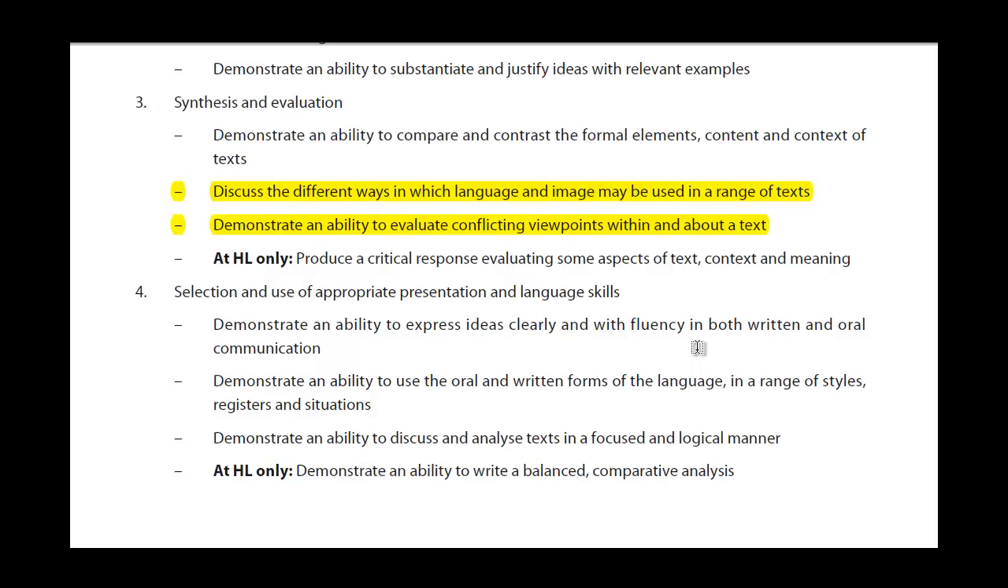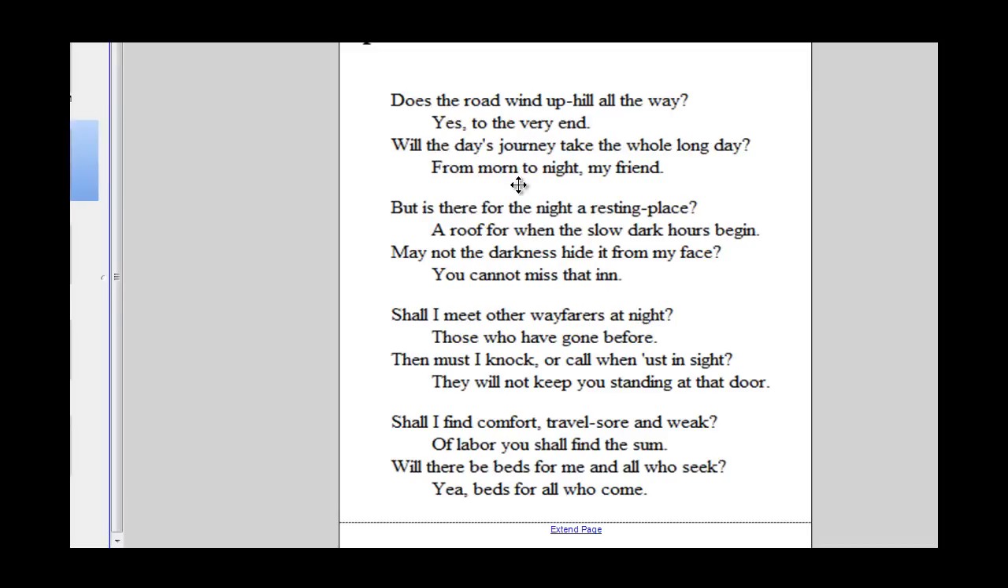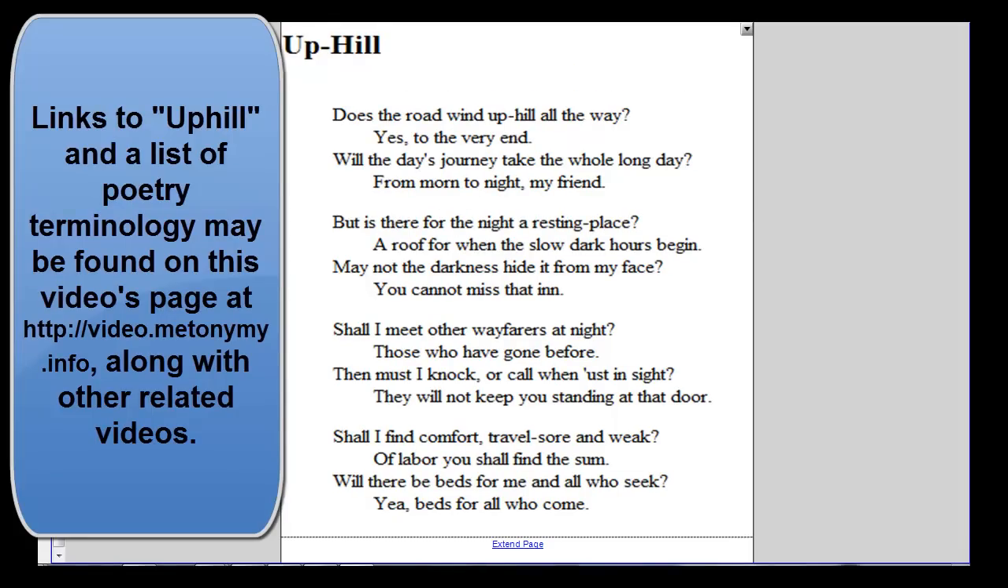You may want to take a moment right now to scroll down to the bottom of the page and follow the link so you can read the poem before we get started, or you can have a look at the poem right now. So this is our poem, Uphill by Christina Rossetti.